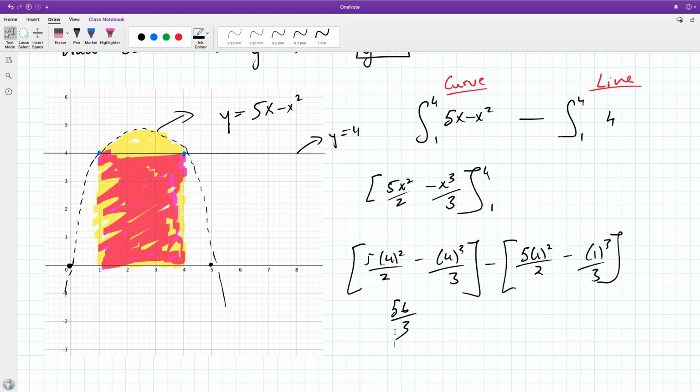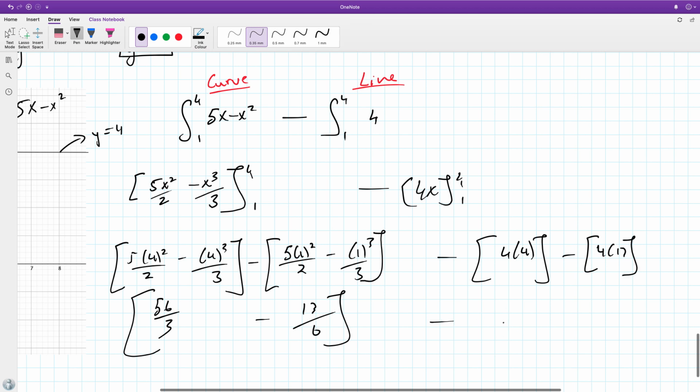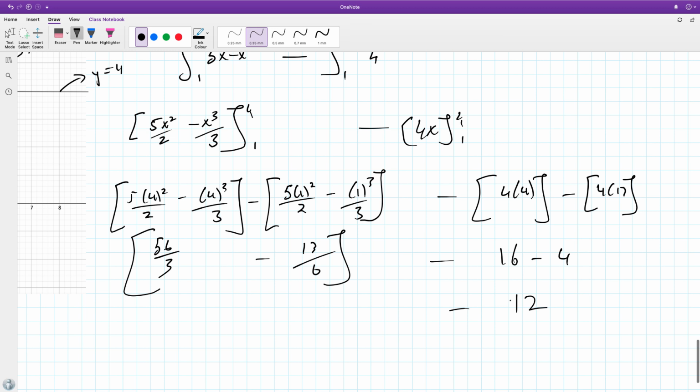And then 1 and 1, 13 over 6. And then your second one minus your line, which is 4x, between 4 and 1, which is minus 4 times 4 minus 4 times 1, which is minus 4 times 4 is 16, minus 4 times 1, which is minus 4, which is minus 12.